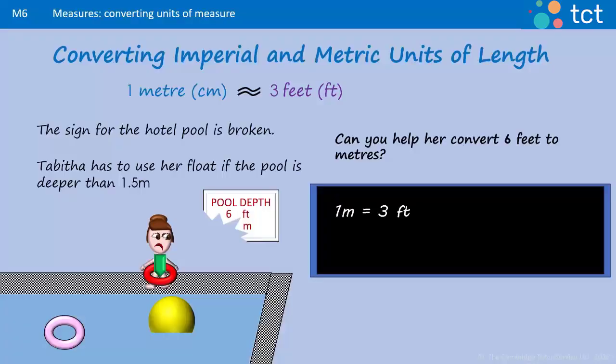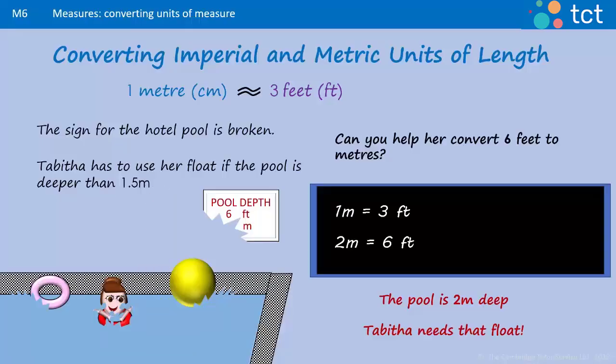Remember the conversion. 1 metre is approximately equal to 3 feet. We know that the pool is 6 foot, that must mean it's 2 metres deep. Tabitha is going to need that float.